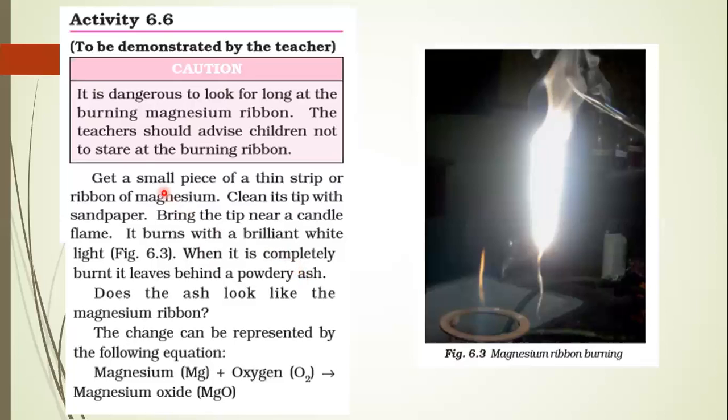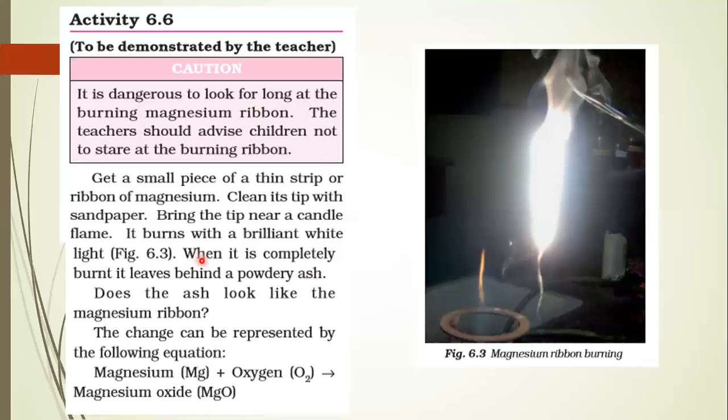Now, one caution is given here. It is dangerous to look for a long time at the burning magnesium ribbon. Why? Because on burning, magnesium gives out immense light and heat. Too much heat and light energy is produced, and if we look continuously at the burning flame of magnesium, it can cause temporary loss of eyesight. So it is not advisable to look at the burning magnesium ribbon for a long time. In the picture you can see too much light outside from this burning of magnesium.